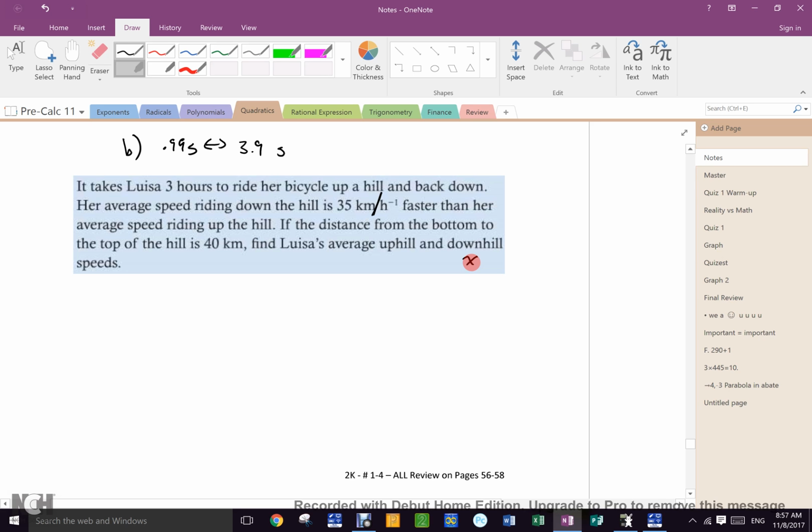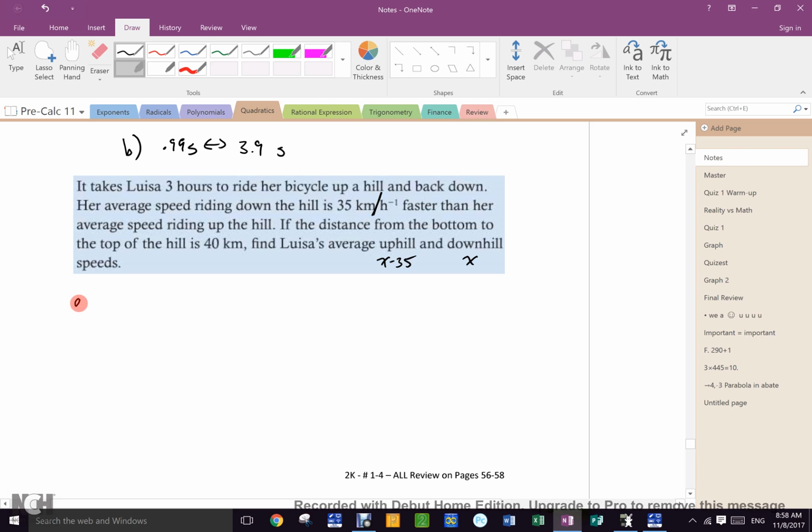Read the question. Her downhill speed is 35 km/h faster than her uphill speed. So if that's her downhill speed, what's her uphill speed? X plus 35? She's faster going uphill? Right. That would be X minus 35, yes? Everybody cool with that? Okay. What else do we know?